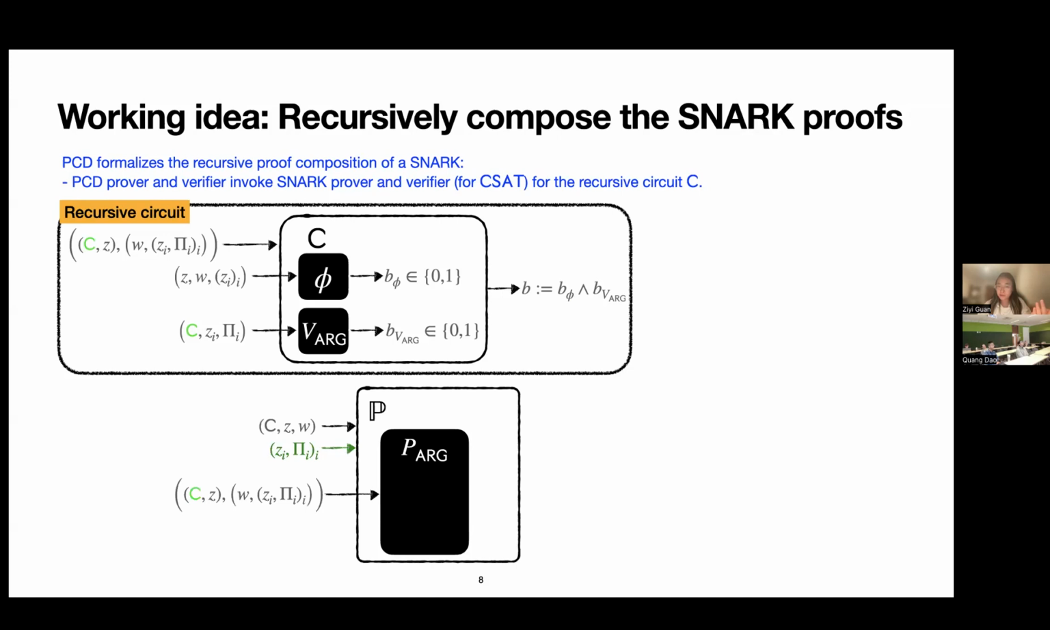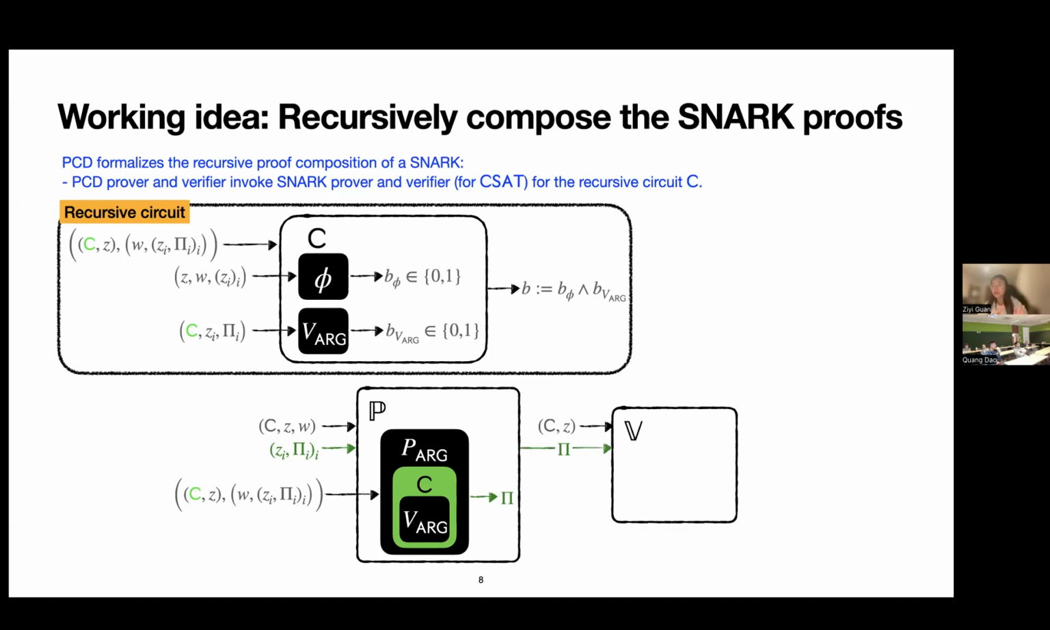But now the argument prover is trying to prove something about the recursive circuit, which is in turn trying to testify something about the argument verifier. So now this is kind of like an argument proving a relation about itself. And with the correct input, the argument prover is going to give me some proof, pi. And this pi, I can ask the PCD prover to directly output it and give to the verifier, the PCD verifier. And now the PCD verifier can invoke the argument verifier and decide whether to accept or reject.